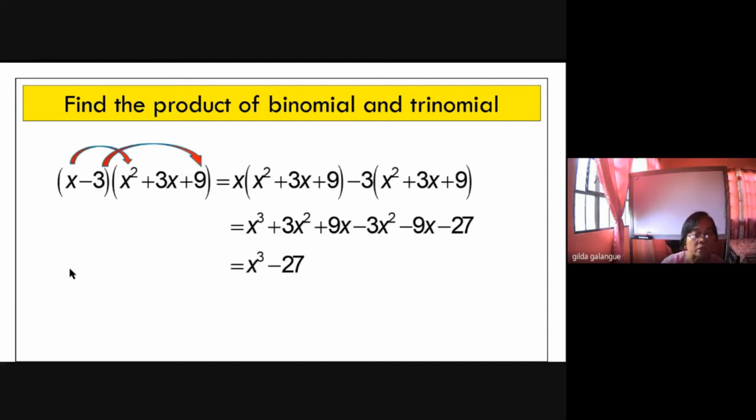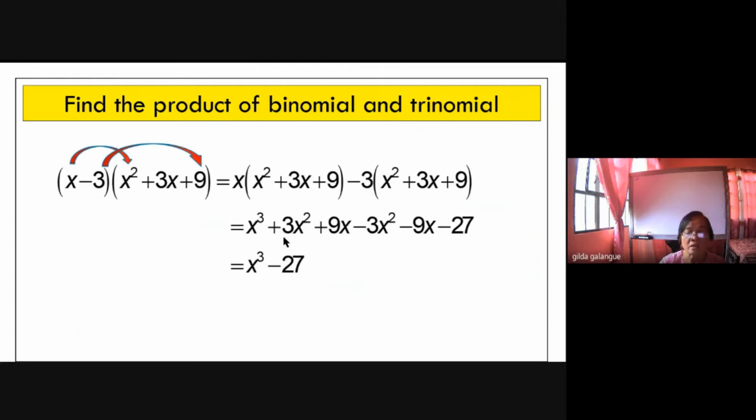So let's say we have this one. So using distributive property, this is x to be multiplied by x squared plus 3x plus 9 and negative 3 to be multiplied by x squared plus 3x plus 9. So x times x squared is x cubed. X times 3x is 3x squared. X times 9 is 9x. Negative 3 times x squared is negative 3x squared. Negative 3 times 3x is negative 9x. And negative 3 times 9 is negative 27.